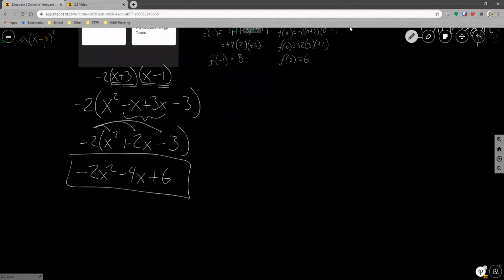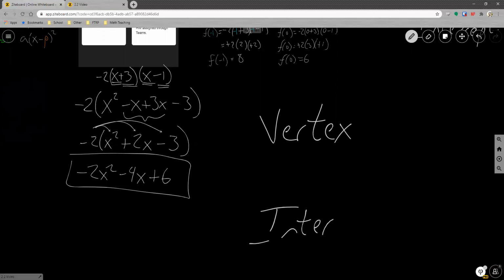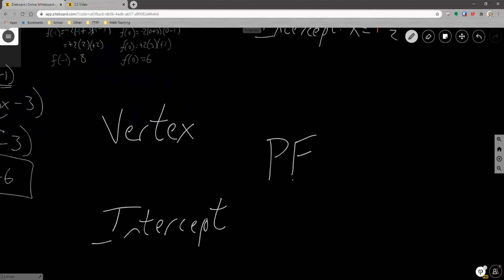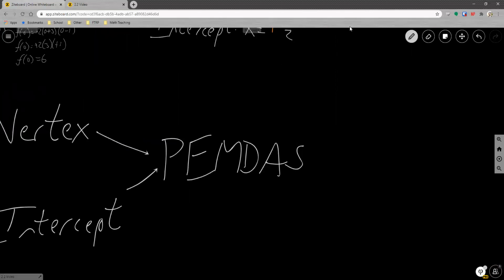So if you're in a form that you don't necessarily like, for instance, if you're in vertex or intercept, you can use our friend PEMDAS, the order of operations, on both of them, and the output will give you standard form. Now, I would not be surprised if most people don't like standard form. It's probably the roughest one to use. Intercept and vertex form give us more information right away.